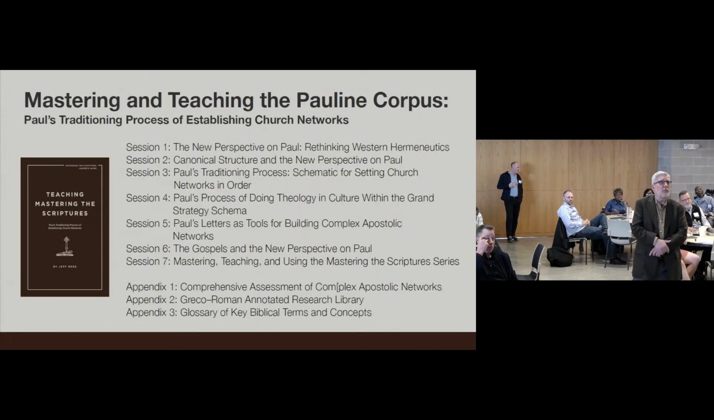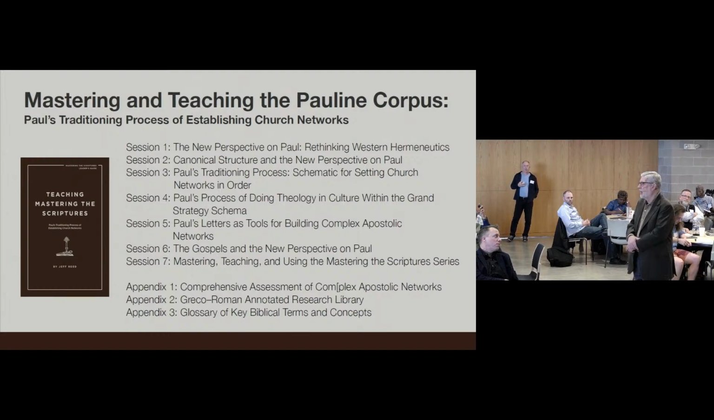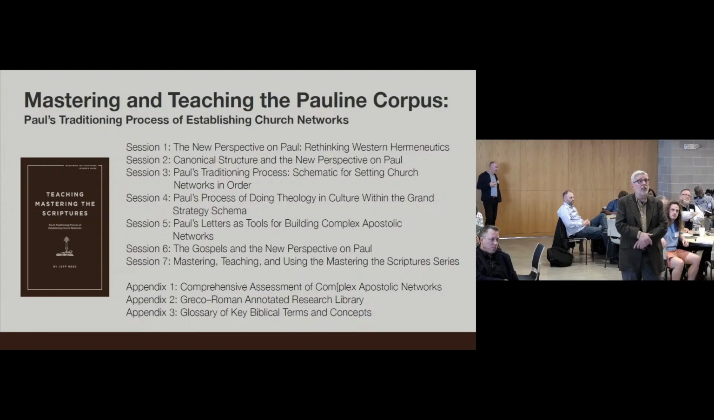Okay, here's the outline, the new perspective of Paul, Rethinking Western Hermeneutics. I put subtitles under it in the outline. Nancy got cleaned up. My slides were in bad shape, and we improved things as we went along. But then canonical structure and the new perspective on Paul. What all that really means is, let's go back and find the original Paul. Systematic theology buried original Paul. There's no story attached to systematic theology. And so it's like going back and rediscovering Paul and rediscovering the church.